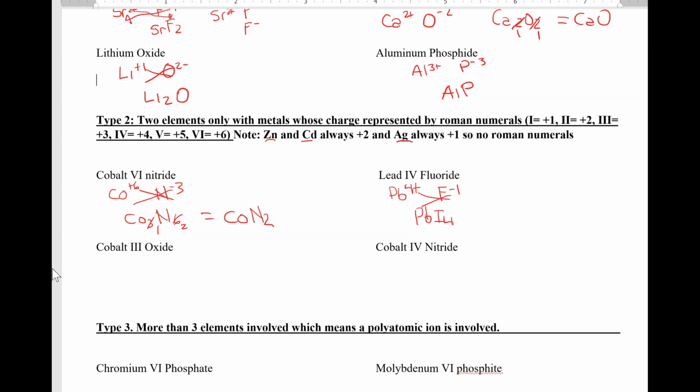All right, next one. Cobalt III oxide, Co, cobalt 3, excuse me, positive 3, oxide, negative 2. Crisscross, Co2O3. And you're done. It's already reduced. You're good to go. Cobalt IV nitride. Cobalt, positive 4. It's IV, right? Nitride, negative 3. Crisscross, Co3N4. Can't reduce this, can't reduce this. So you're done. That's all you got to do.